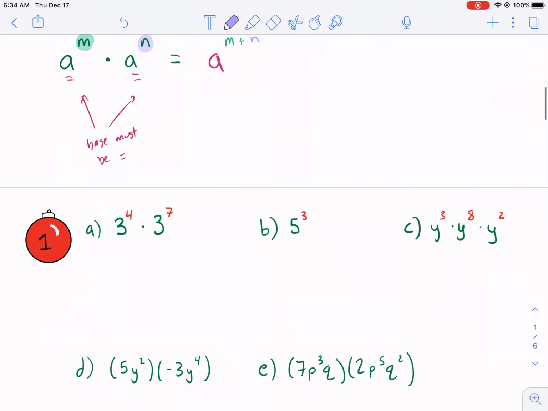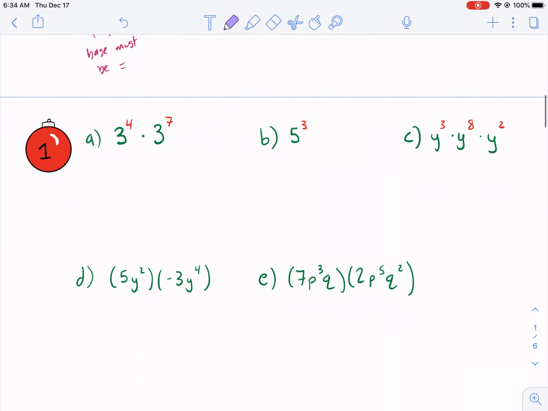Let's apply it. Let's go to ornament number 1. How cool are those ornaments, right? Designed them myself, must say.